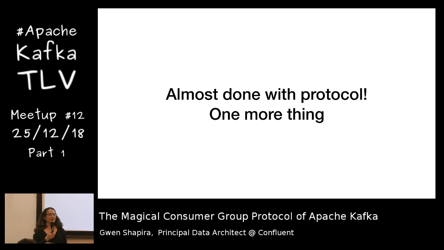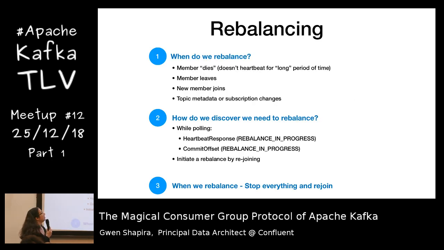Next. Okay, so we're almost done with the consumer group protocol. Only one thing. What does it mean when we actually have to rebalance? We detected that someone dies or someone said goodbye. We need to reassign stuff. How does that happen? Next. So that's kind of the big deal.